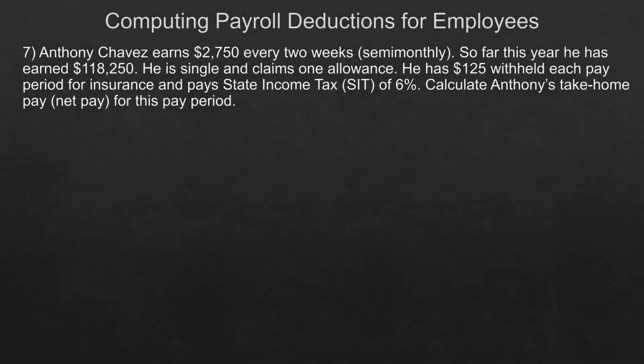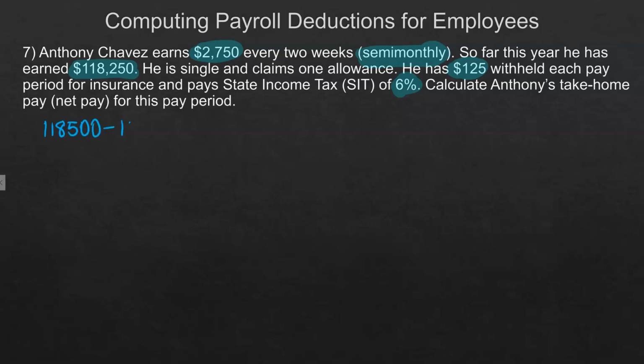All right. So Anthony earns $2,700 every 2 weeks. So semi-monthly. Now, semi-monthly is twice a month. Bi-weekly is every 2 weeks. So, you know, sometimes there'll be a time when you might have 3 paychecks in 1 month. His year to date is $118,250. And then he gets $125 withheld for insurance. We're going to figure state income tax at 6%. And then we're going to calculate net pay. Okay, so I hope I can get this finished in this video.